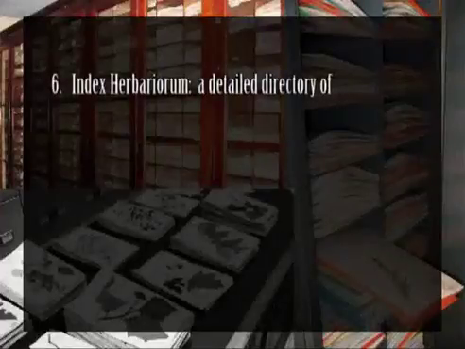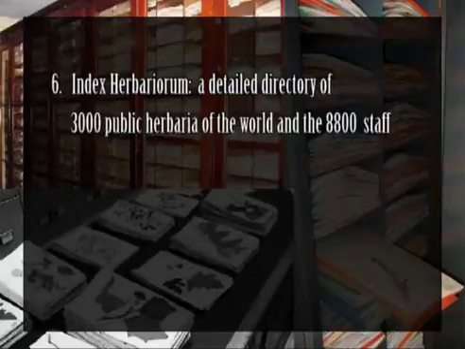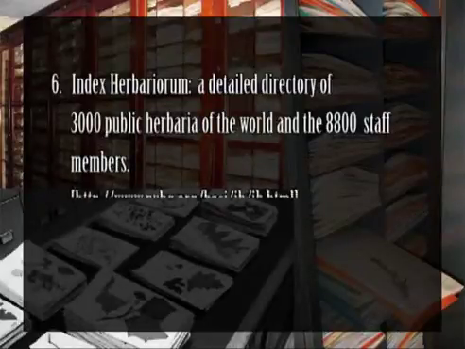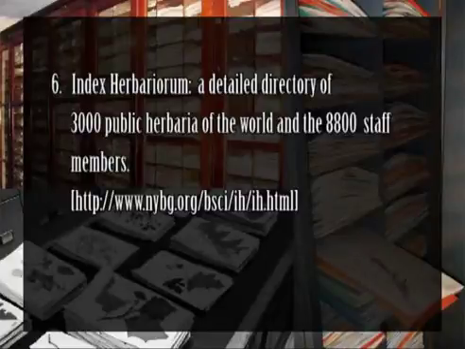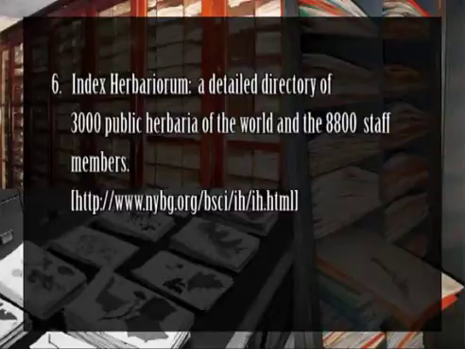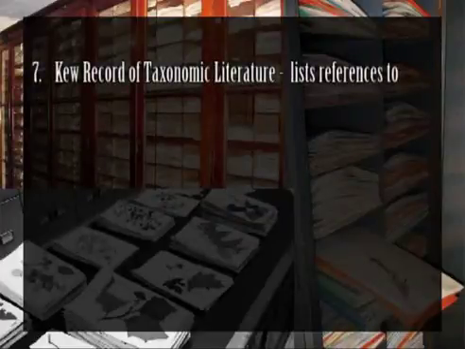We also have Index Herbariorum, a joint project of the International Association for Plant Taxonomy, that is IAPT, and the New York Botanical Garden. It is a detailed directory of about 3,000 plus public herbaria of the world and about 8,800 staff members associated with them. We also have Kew Records of Taxonomic Literature.